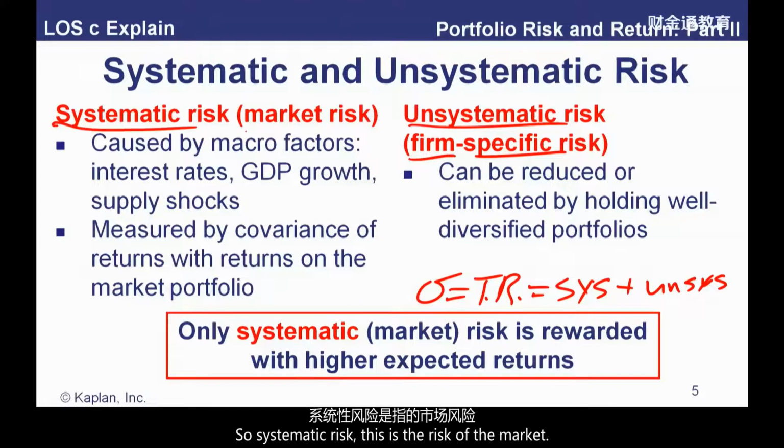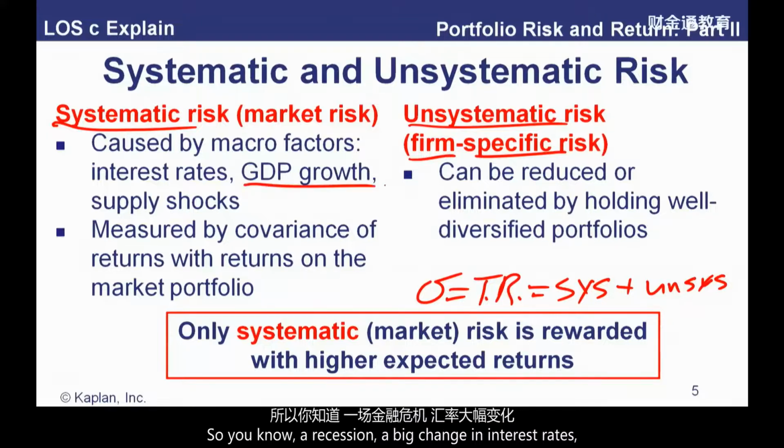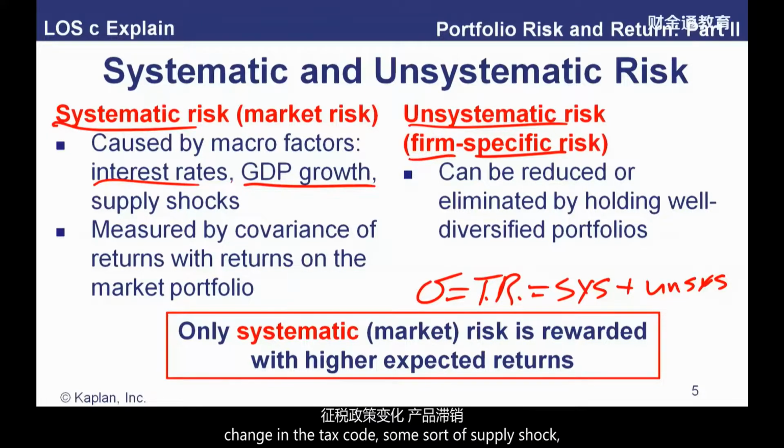So systematic risk, this is the risk of the market, okay, and this has to do with changes in the market or factors that impact all or almost all firms. So, a recession, a big change in interest rates, change in the tax code, some sort of a supply shock, thinking back, the OPEC oil issues in the 70s. Those types of things, a war, right? Those types of things are going to impact all or almost all firms.